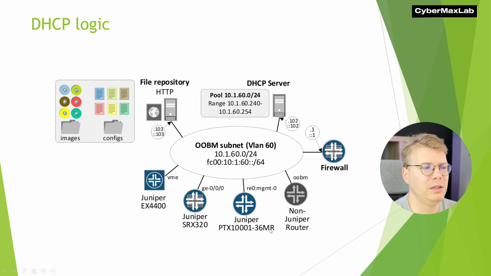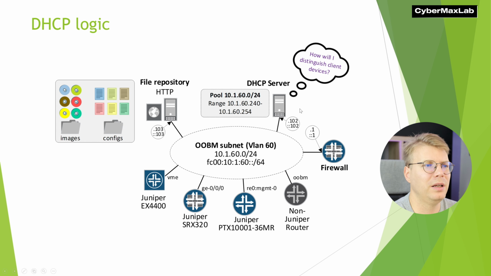But what we see is 3 Juniper devices of different product lines. We have a non-Juniper device here. And now the problem is how the DHCP server will distinguish between them. How will it understand that it needs to send one image to the EX4400 and a completely different image to the PTX, right? Because they can't run the same image.